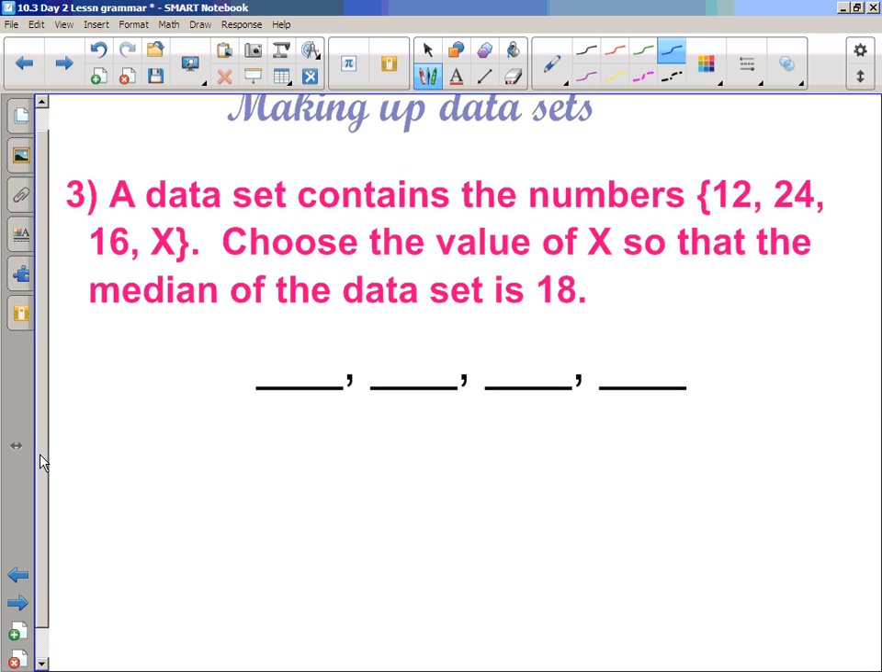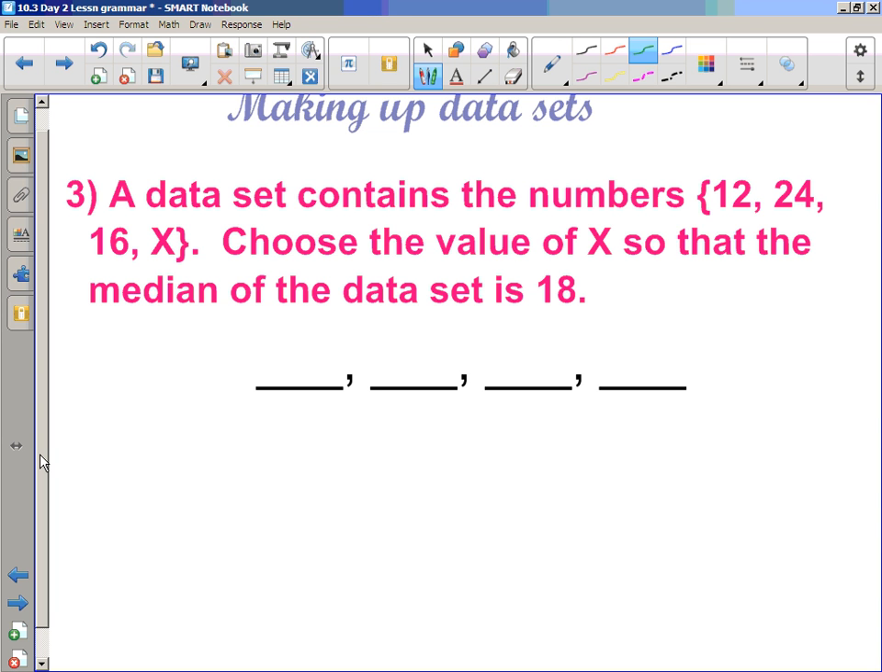So this is our last example, I believe, so I want you to try this one. See if you can find what x is in this data set. So remember, our first step is to order it. So see after you order if you can figure out what x would be if the median has to be 18.